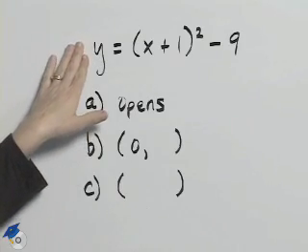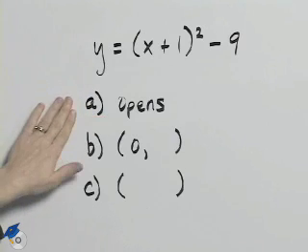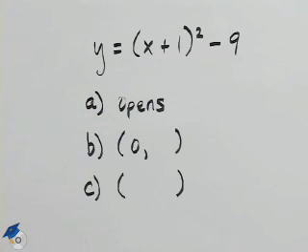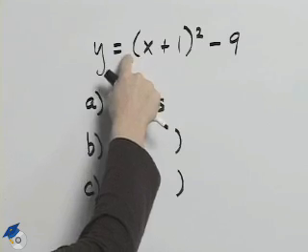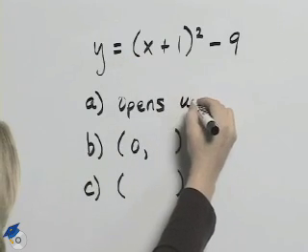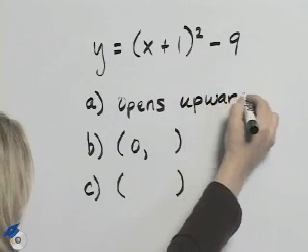Now that we've written the equation in standard form, we should be able to do A, B, and C rather quickly. The first question for A is which direction does it open, and because the coefficient of the squared piece is a positive number, we know it's going to open upward.